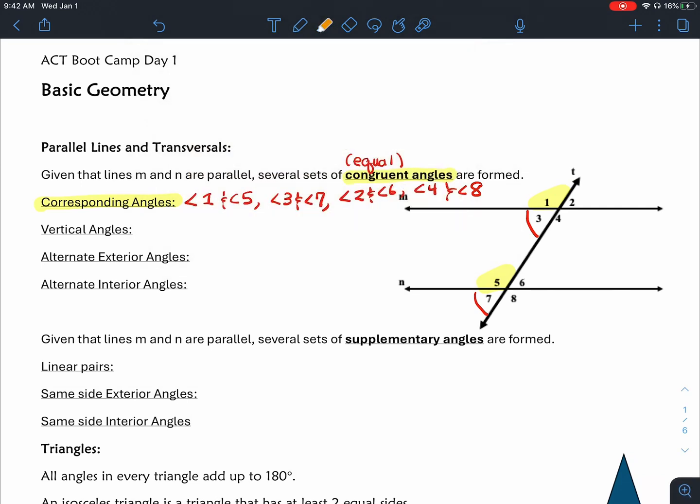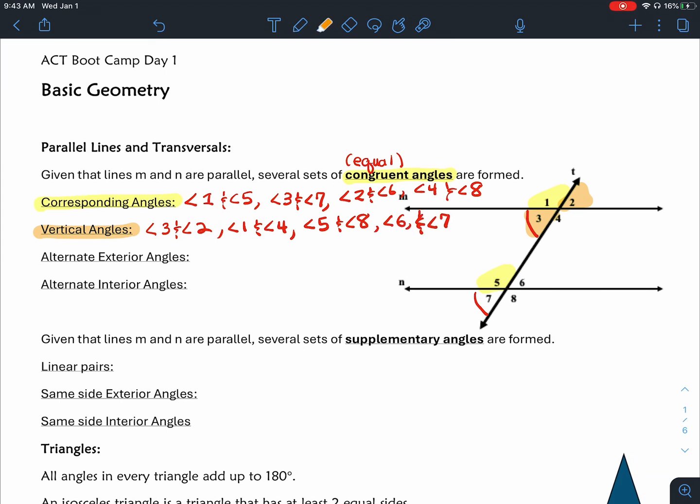Another set of angles that are equal to each other are called vertical angles. An example of a set of vertical angles might be angle 3 and angle 2. You'll notice that what they have in common is they share the same vertex. They feel like they're opposite one another. Angle 3 and angle 2 are vertical angles, so are angle 1 and angle 4. Vertical angles are always equal to each other. In the second picture, angle 5 and 8 are vertical angles, and the last set would be angle 6 and angle 7.